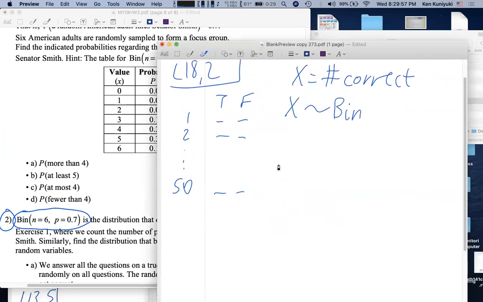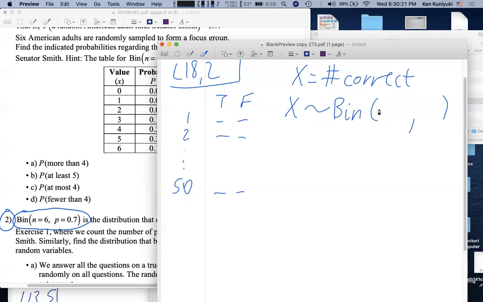Why? You don't have to write this out, but it's because these are independent. What happens on one question has no impact on another question. You have a fixed probability, as we'll see. You don't shift to A, B, C all of a sudden. It's all true, false. And you have a fixed number of questions. You can't ask for more. No extra credit. You can't ask the teacher for extra credit just for you.